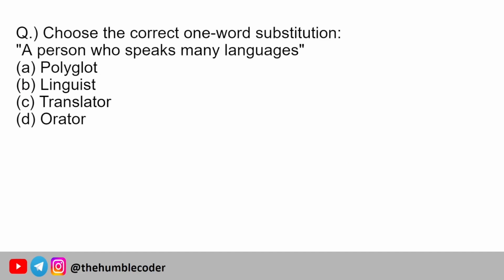Choose the correct one word substitution. And we have the sentence as, a person who speaks many languages. The options are polyglot, linguist, translator, orator. So please pause for a minute, think of this answer in your mind, and until then let me tell you which topic it is. The topic is vocabulary, and in vocabulary we have different topics. This one is one word substitution.